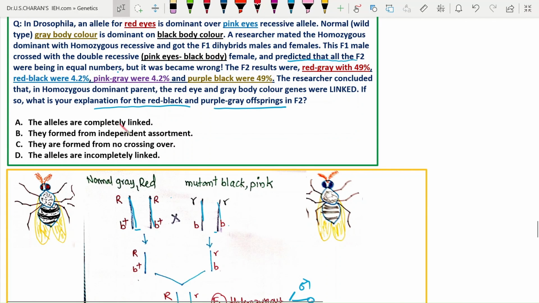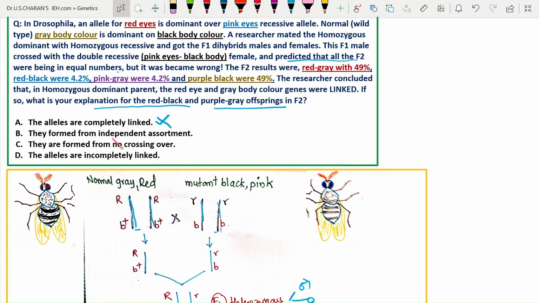The majority of the organisms are parental, but what is your opinion on how these genetic recombinants form? Is it because the alleles are completely linked? If they are completely linked, all the organisms would have to be parental types. So these are not completely linked. So this answer is wrong.